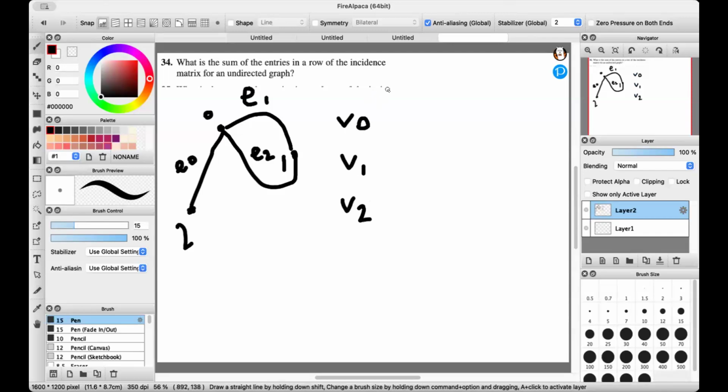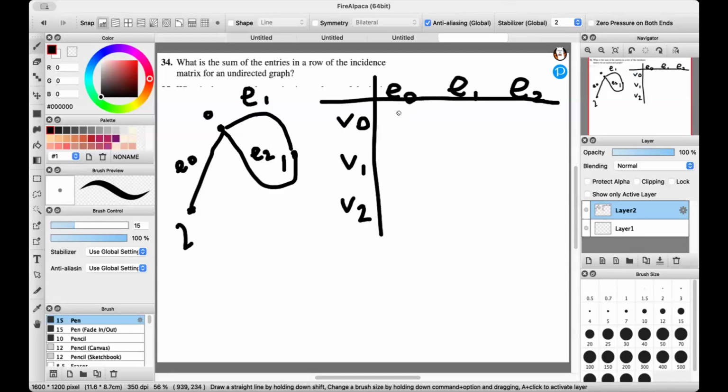And my columns are actually going to be my edges in my graph. So E0, E1, and E2, for every edge that you have in the graph. So it's basically you put down a 1 if it's incident to that vertex. So that means if that vertex is an endpoint of that edge, you put down a 1. So since E0 is connecting 0 to 2, I put down a 1 here.